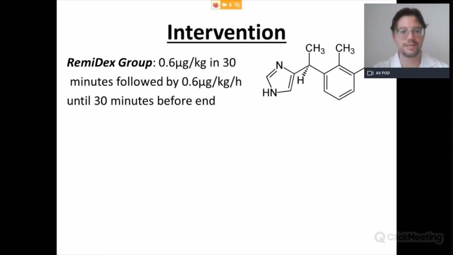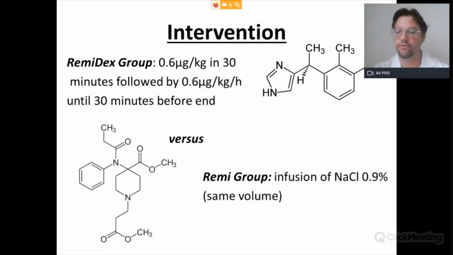The intervention was simple. For the first 30 minutes after induction, we set up a 0.6 microgram per kilogram drip of dexmedetomidine over 30 minutes, and then switched to a 0.6 microgram per kilogram per hour drip until 30 minutes before the end of surgery. And the other group, they received an infusion of placebo, 0.9% sodium chloride.